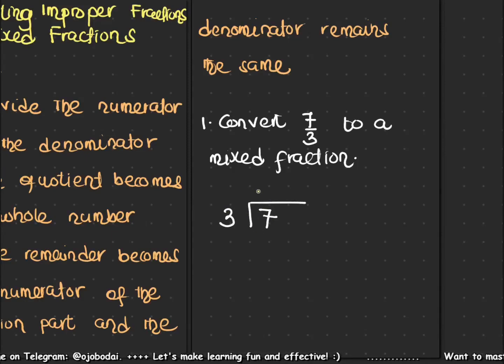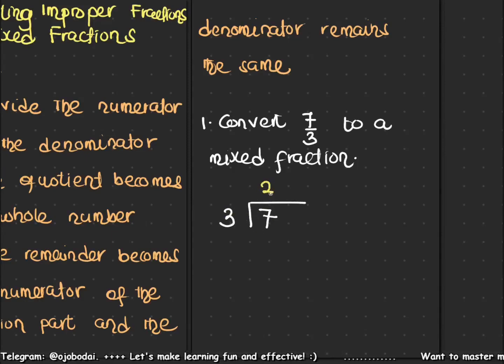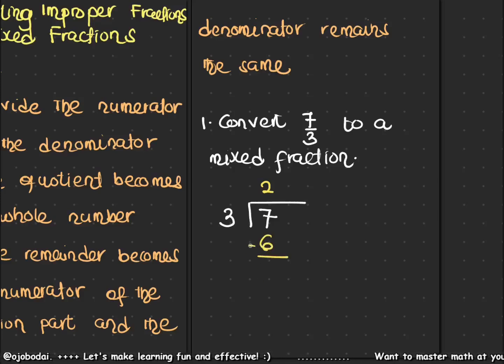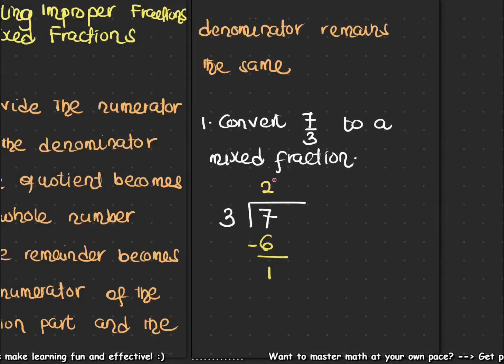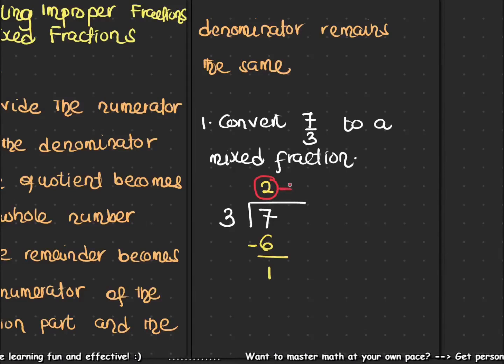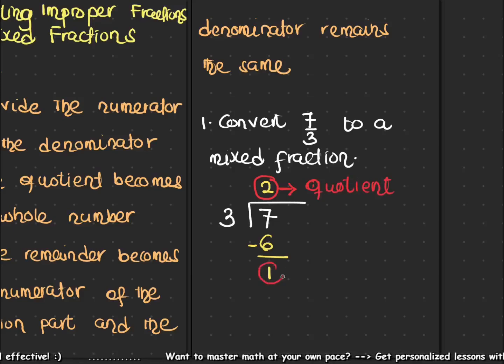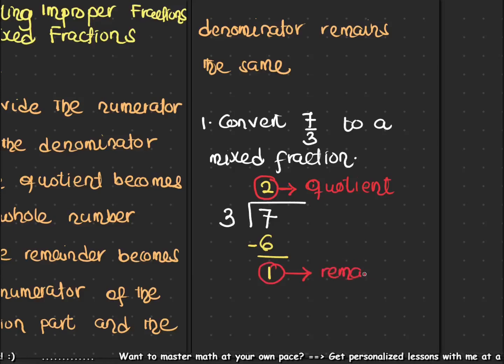Doing our long division now, 3 divided into 7, how many times? Twice. And 3 times 2, we know gives us a 6. After this, we subtract. Then we say 7 minus 6 gives us a 1. I hope that makes sense. We say that the top number over here is what we call our quotient. And then this number we have over here is what we are calling the remainder. That is what remains after our division.